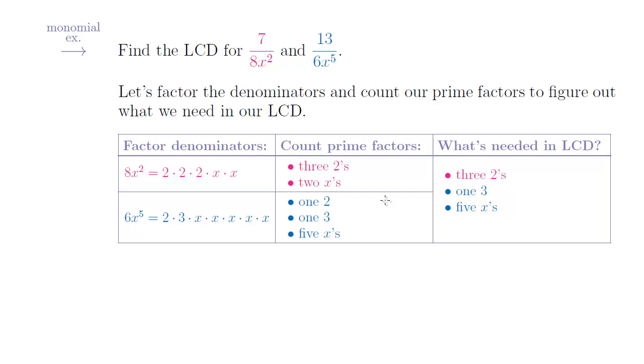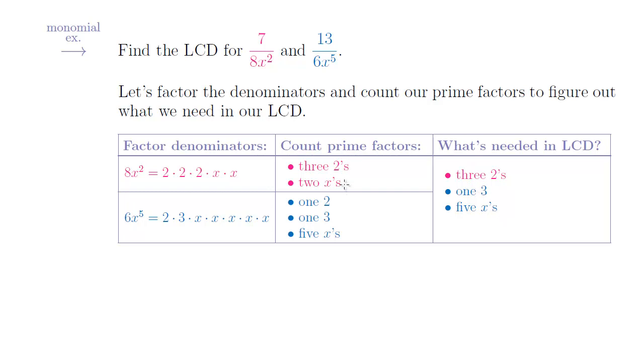Then we count the prime factors. Notice there are 3 2's and 2 x's in the first factorization, 1 2, 1 3, and 5 x's in the second factorization. So what's needed in the LCD? Well, when we look at the number 2, there are 3 2's and 1 2. We take the greatest number, so we'll need 3 2's. There's 1 3 and no 3's. The greatest number is 1 3.